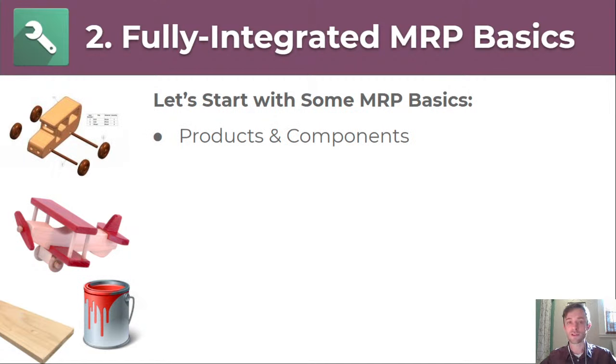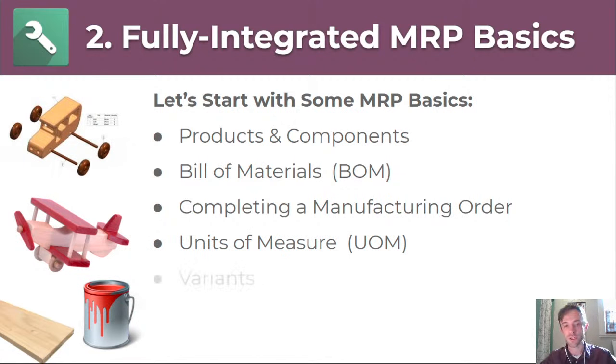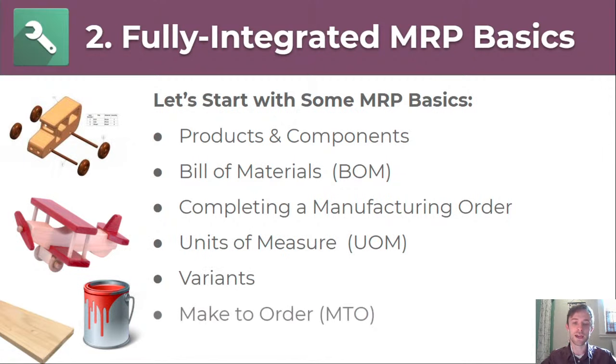We're going to talk about products and components and how those are used, and the bill of materials that decides what goes into your finished products. We're going to talk about how to build a manufacturing order, which is pretty important. I'm also going to throw in a couple other features while we're at it, like how we handle units of measure, how we handle variance, and what make to order means for us and how that sits in with it. So we'll get into that.